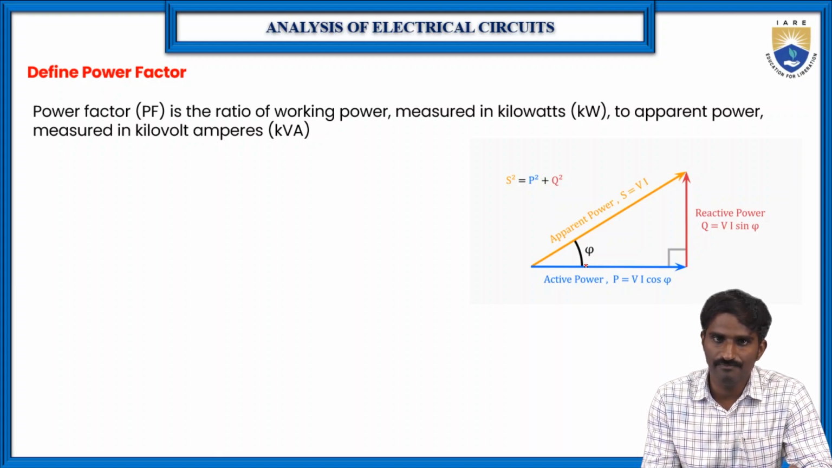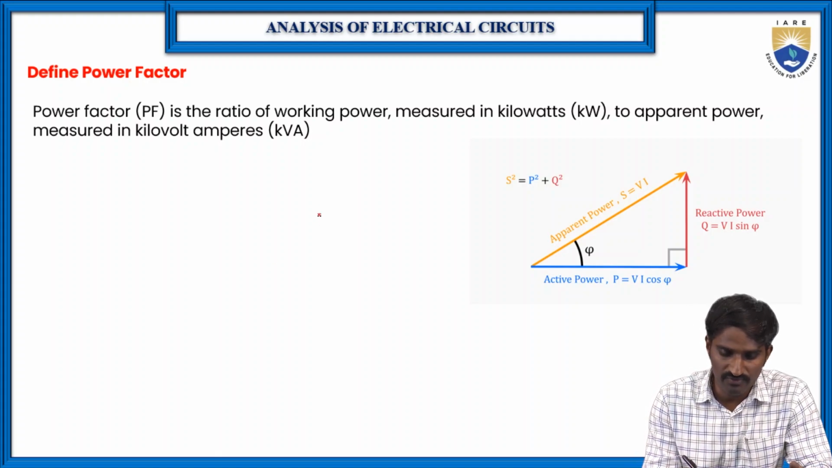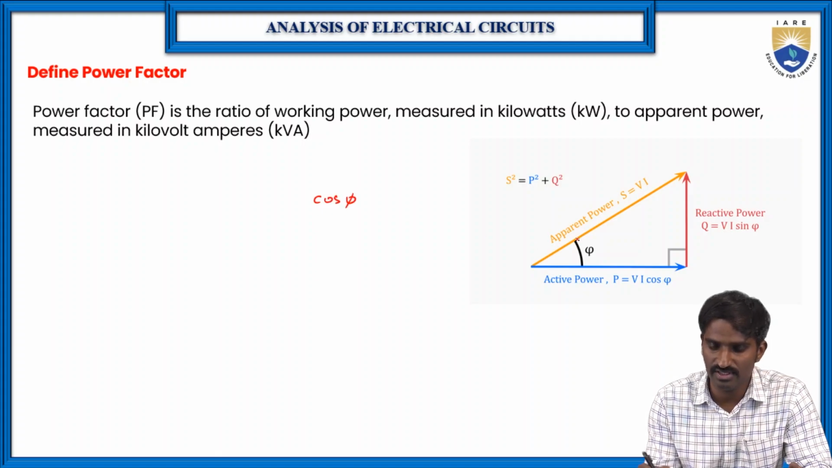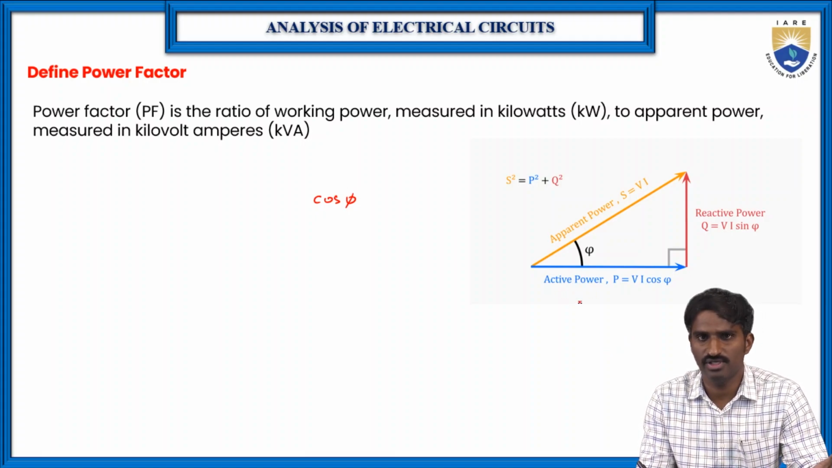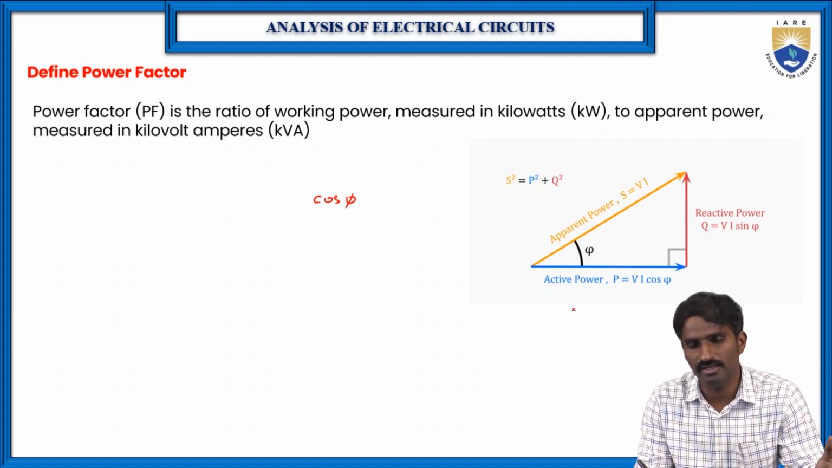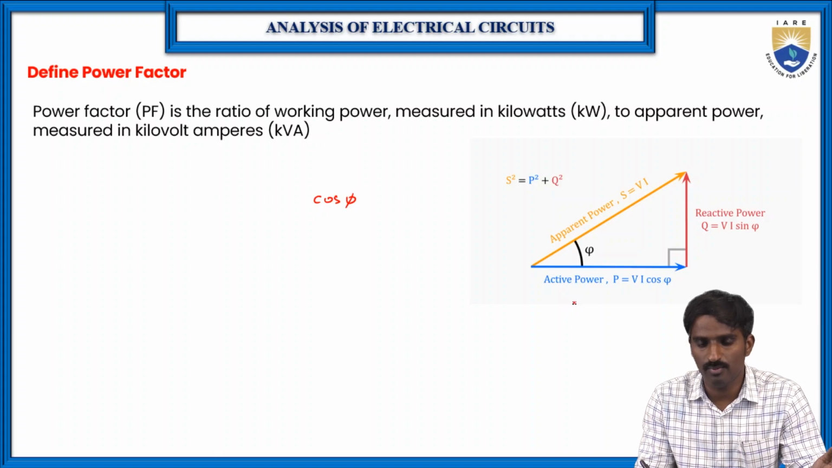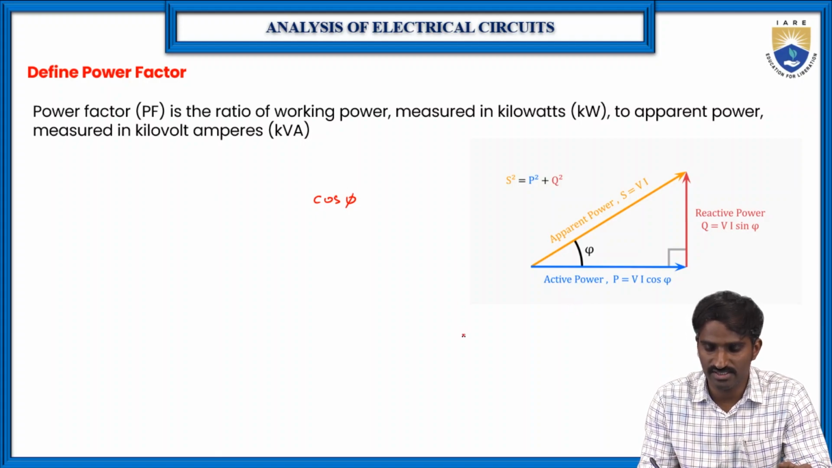And coming to the power factor, here it is represented as cos phi. Here phi is the angle between the apparent power and the active power, right? So we already know what is meant by the active power, the reactive power, and the apparent power. In other terms, apparent power is nothing but the total power, and it is represented as S.